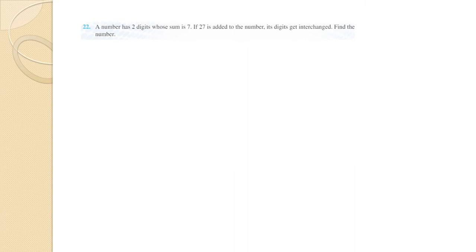So now let us solve one more problem related to digits. I have taken question number 22. A number has 2 digits whose sum is 7. If 27 is added to the number, the digits get interchanged. We have to find the number.